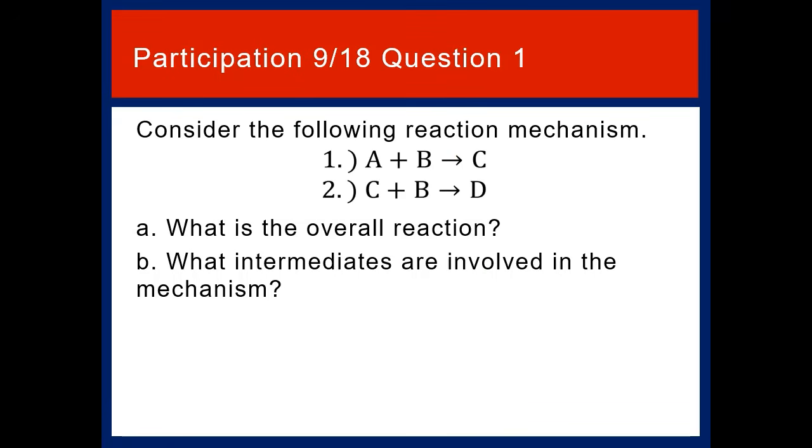Participation 918, question 1. Consider the following reaction mechanism. Step 1, A plus B goes to C. Step 2, C plus B goes to D. A, what is the overall reaction? B, what intermediates are involved in the mechanism? This is the first question on participation 918 due Friday, September 18th at 11:59 p.m. over on Blackboard. The link to the assignment is right below the document where these videos are posted. Again, consider the following reaction mechanism, this one right here. What is the overall reaction and what intermediates are involved in the mechanism?